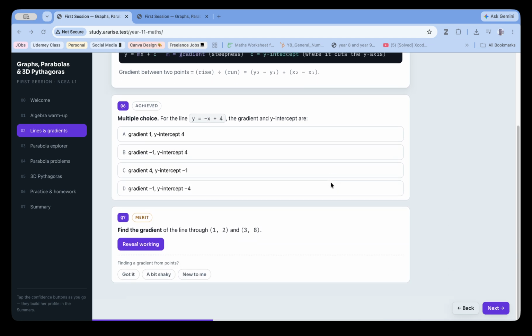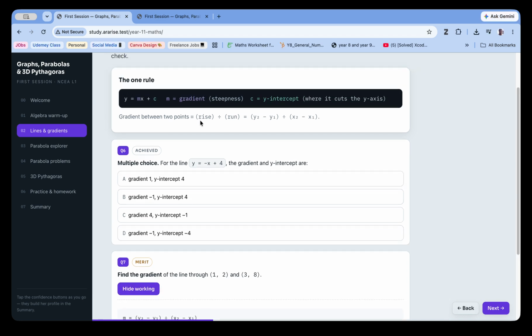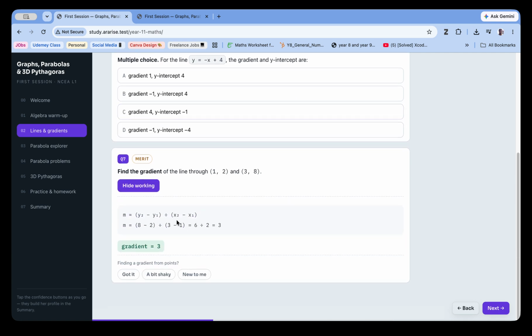One more, and this one shows up in exams all the time. Find the gradient of the line through the points (1, 2) and (3, 8). Gradient is rise over run, the change in y divided by the change in x. So that's 8 minus 2 on top over 3 minus 1 on the bottom. That's 6 over 2, which is 3. The gradient is 3. Clean and simple.